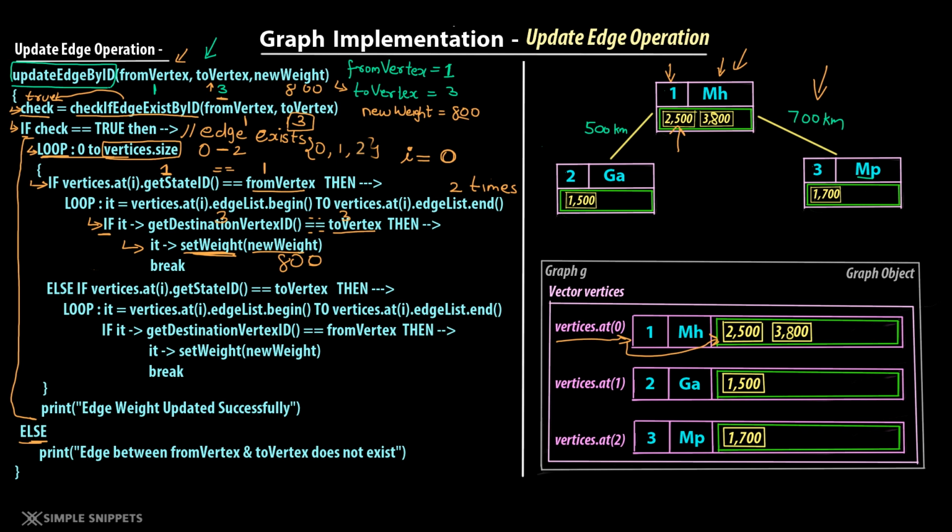Why? Because we still have to update the edge object in the Madhya Pradesh vertex also. Right? Only then you can say that this entire single edge has updated to 800. That is, the weight is updated to 800 because it is an undirected graph. So there are 2 edge objects representing the same edge. Correct? So this is where this first loop of course will stop working because, as I said, it runs 2 times. It has already completed its execution 2 times.